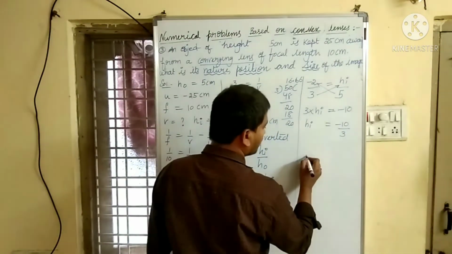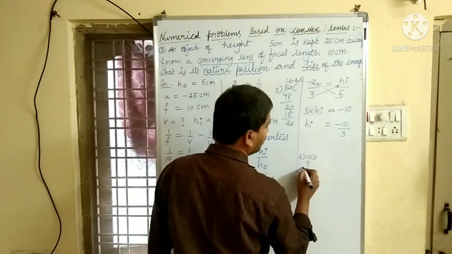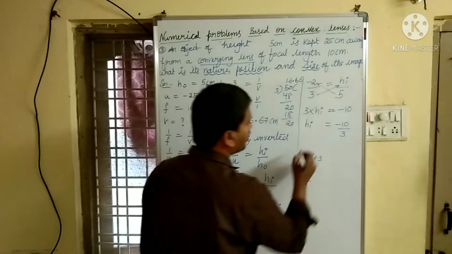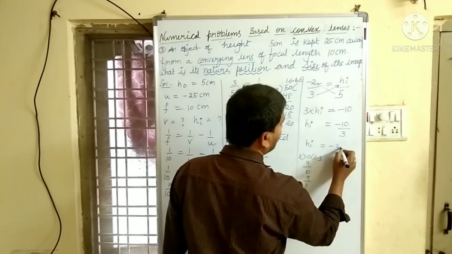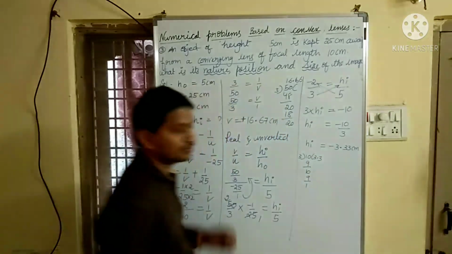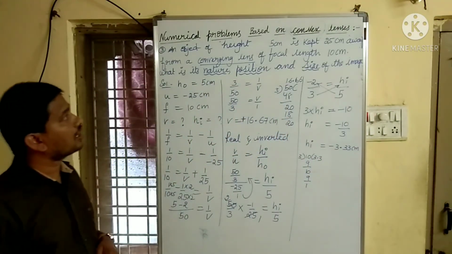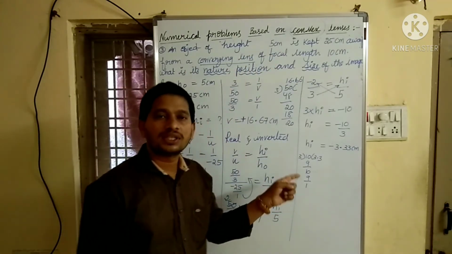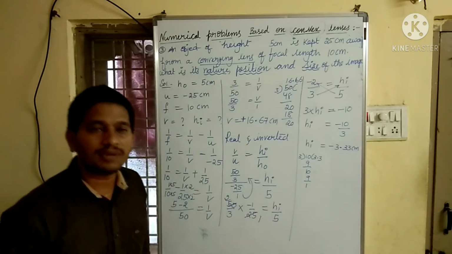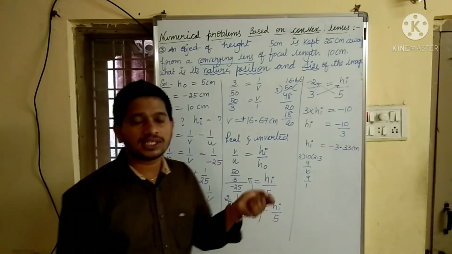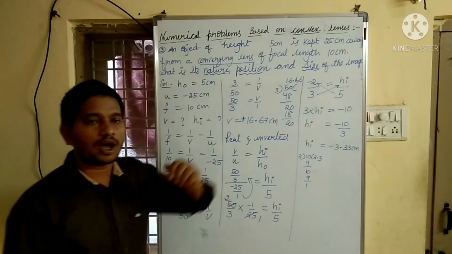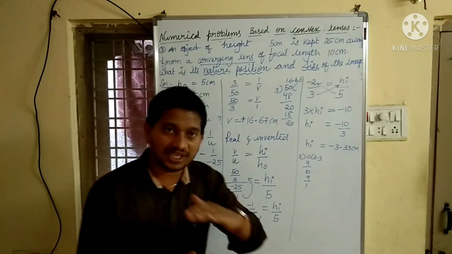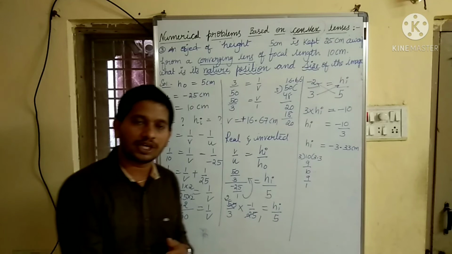10 divided by 3: 3 threes are 9. So hi equal to minus 3.33 centimeter. So what is the height of the object? The height of the object is 5 centimeter, but we got the height of the image as 3.33 centimeter only. I mean the size of the image is diminished. For suppose the object is 5 centimeter, then the image is 3 centimeter only. The size of the image gets reduced.